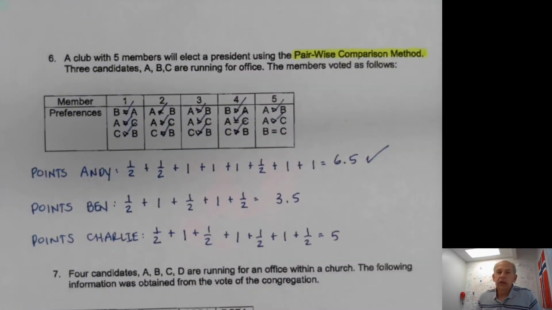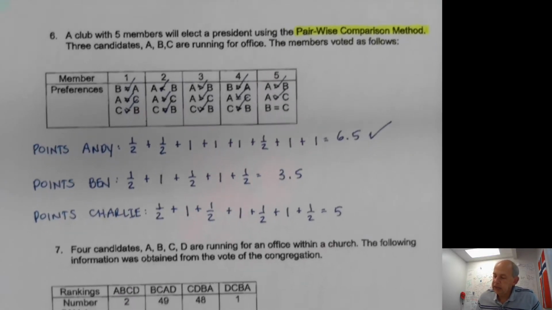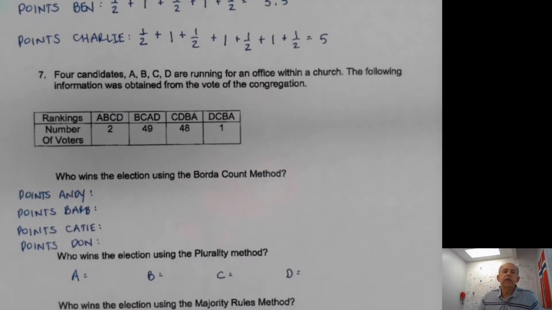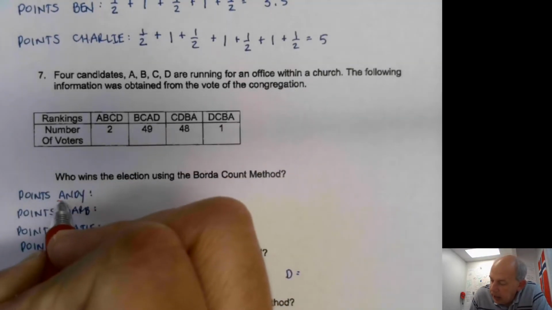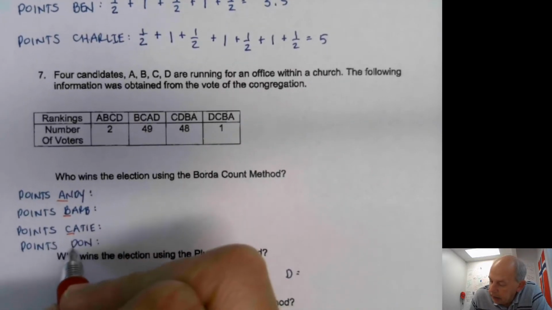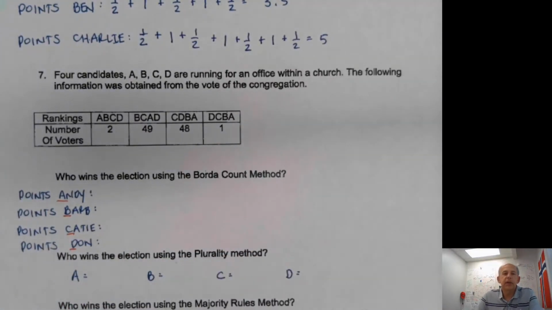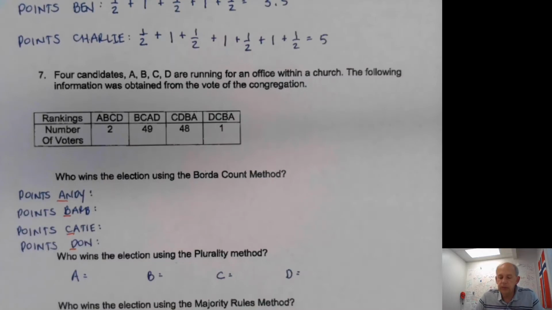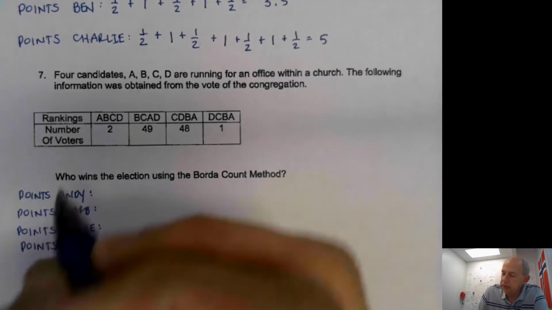Now, let's take a look at one more example where we sort of combine all of these different concepts with a church voting for the congregation president. We have 4 candidates: Andy, Barb, Katie, and Don. Candidates A, B, C, and D. We have the voting members of the congregation, and here's how they voted.